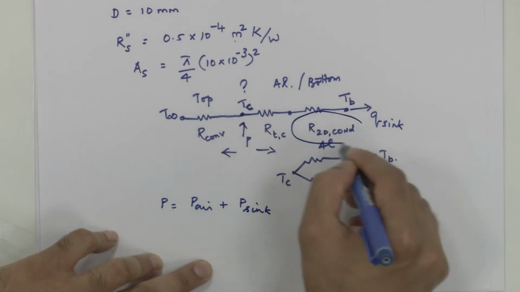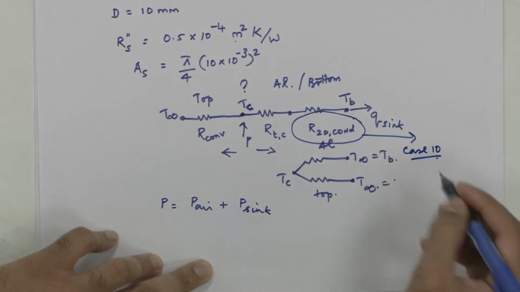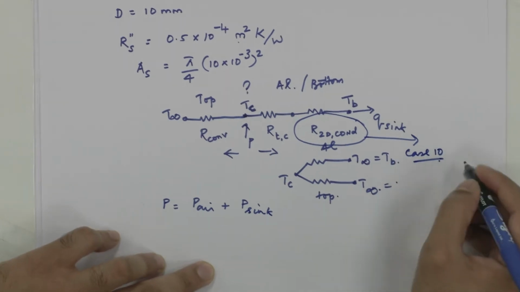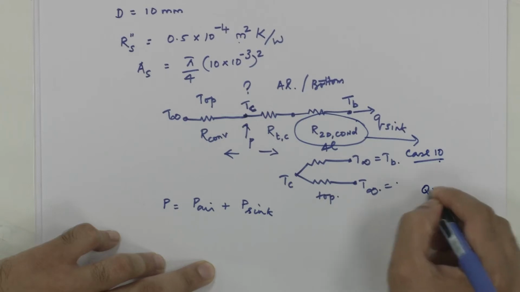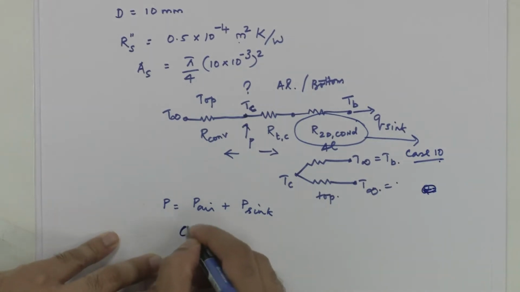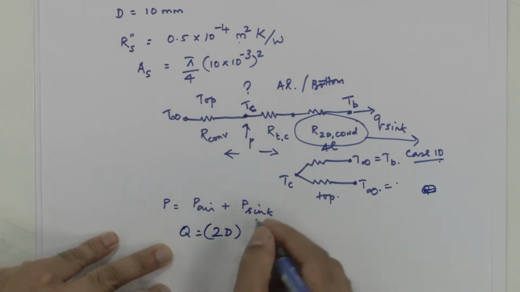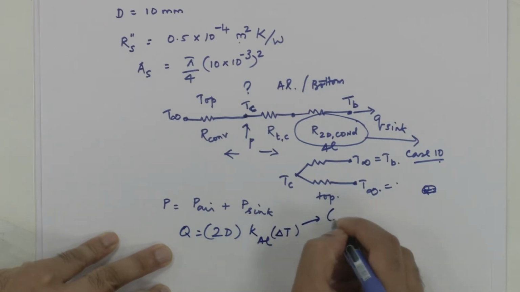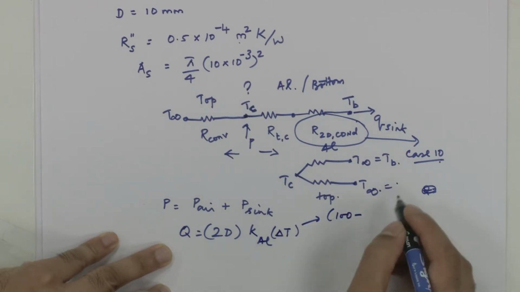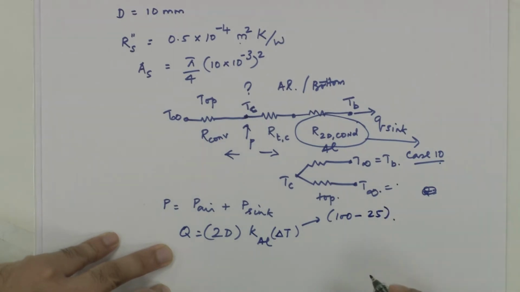For this we will make use of case 10 of a conduction shape factor that we just briefly talked about. The Q for the conduction shape factor is nothing but 2d, the diameter of that, times the thermal conductivity of the aluminum block, and delta T. This delta T is nothing but 100 degrees minus, assuming that T base is T infinity, 25 degrees Celsius.